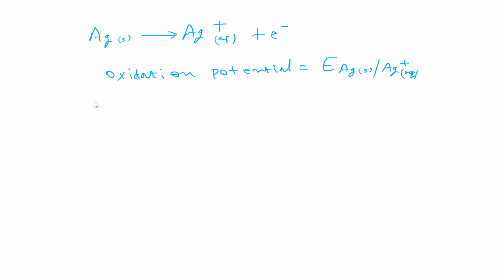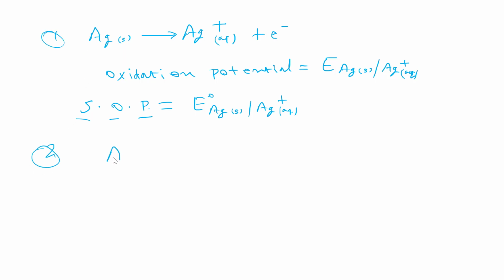Now what about standard oxidation potential? If we want to write its symbol, it becomes E naught, Ag solid oblique Ag plus aqueous. This is the symbol for SOP, the full form of which is standard oxidation potential. You got it? And in the same way we can represent the reduction potential also.